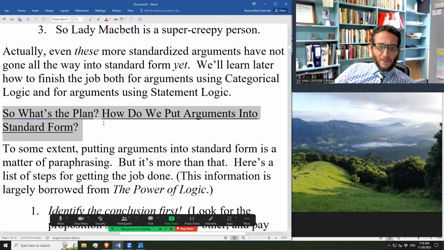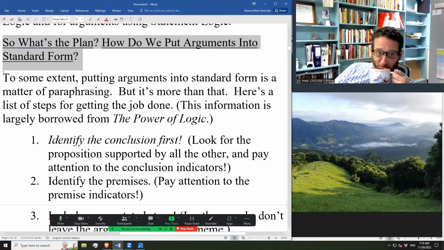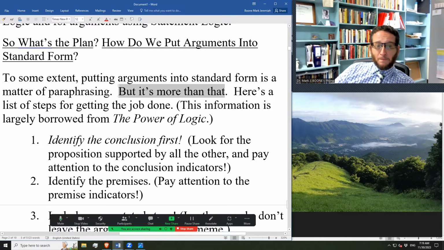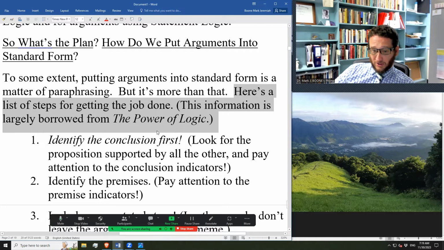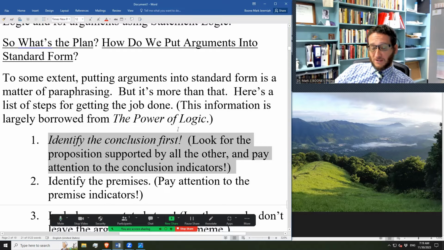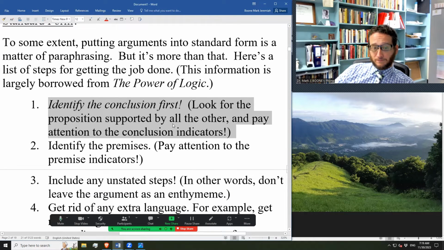So what's the plan? How do we put arguments into standard form? To some extent, this means paraphrasing. Putting arguments into standard form does involve a lot of paraphrasing, but it is more than that. And here's a list of steps for getting the job done, largely borrowed from The Power of Logic by Layman, Wasserman, and the Howard Snyders. Step 1 for putting an argument into standard form, identify the conclusion.